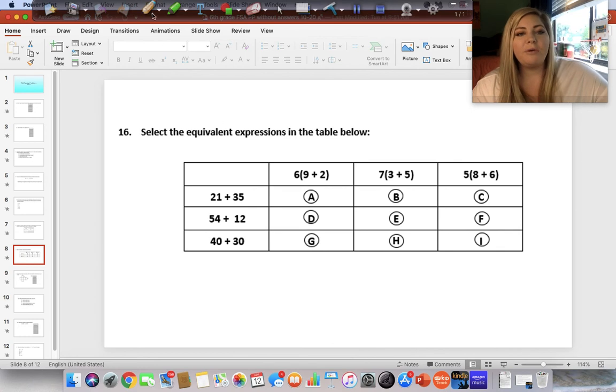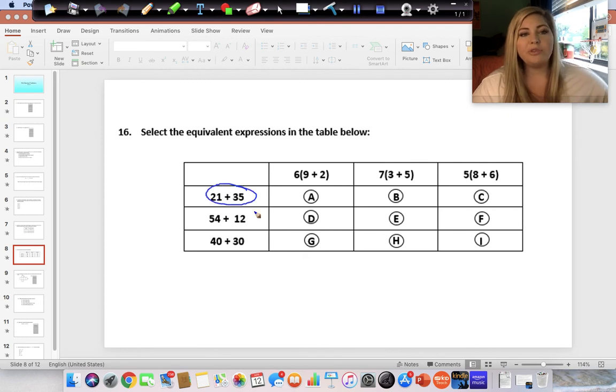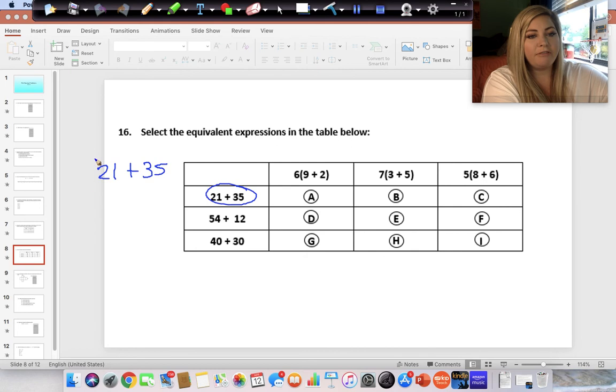Select the equivalent expressions in the table below. So what I would do here is take these and do the birthday cake method so that we can take a number out. We can factor out a number, and it should line up with one of these at the top here. So I'm going to start with 21 plus 35.